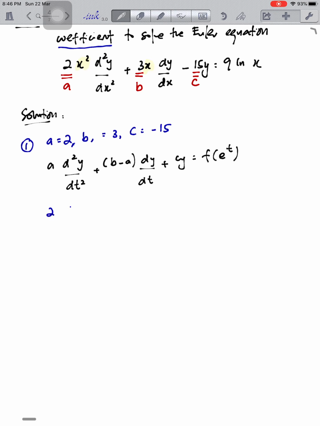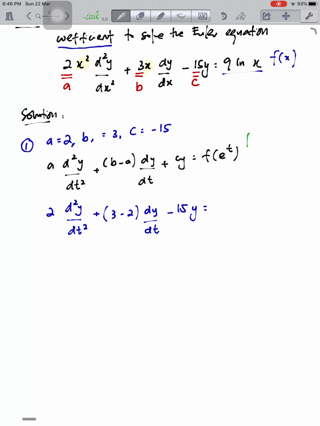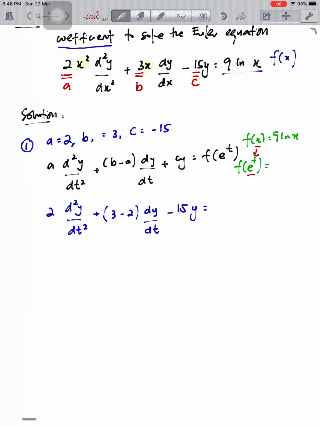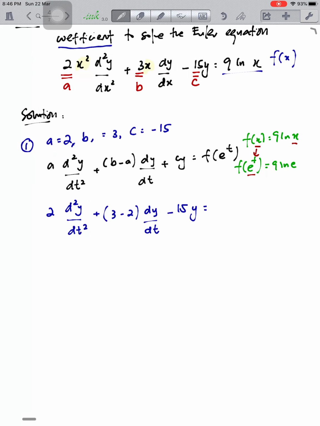a is going to equal 2, so I'm going to have 2 d squared y over dt squared, and the value of b is 3, so here I'm going to have 3 minus 2 dy over dt. c is equal to negative 15, so I'm going to have negative 15y. On the right hand side, my function f of x has to be converted to be in terms of f of exponential t. So f of x is equal to 9 log of x, and if you remember, whenever I come across x, I convert that to exponential t. So this is going to be converted to 9 log of exponential of t.